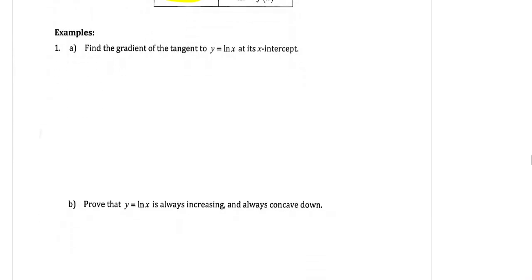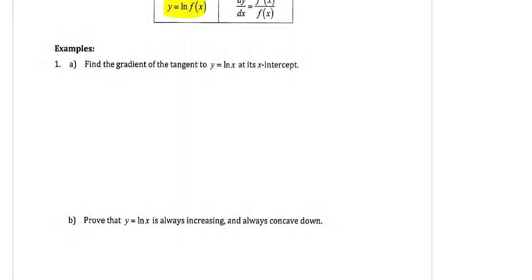So question 1, find the gradient of the tangent to y equals ln of x at its x-intercept. So gradient means I need a derivative. If y equals ln of x, y dash is going to be, x is my function, just x. So that means x is on the denominator, and the derivative of x, which is 1, is the numerator. So the derivative of log base e of x is 1 over x.